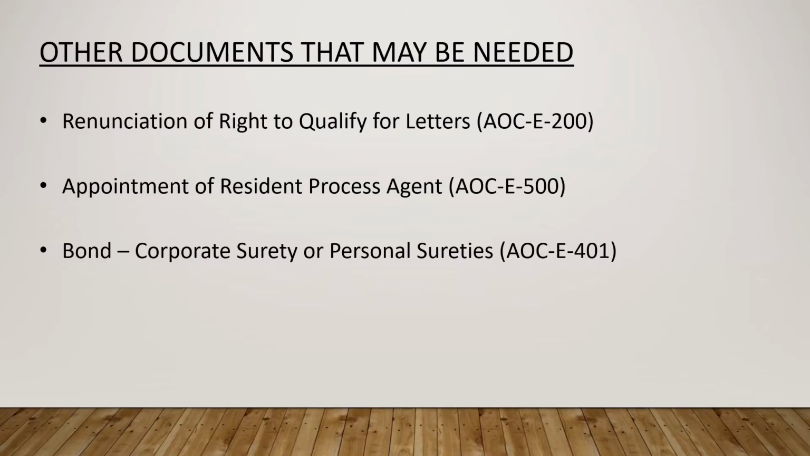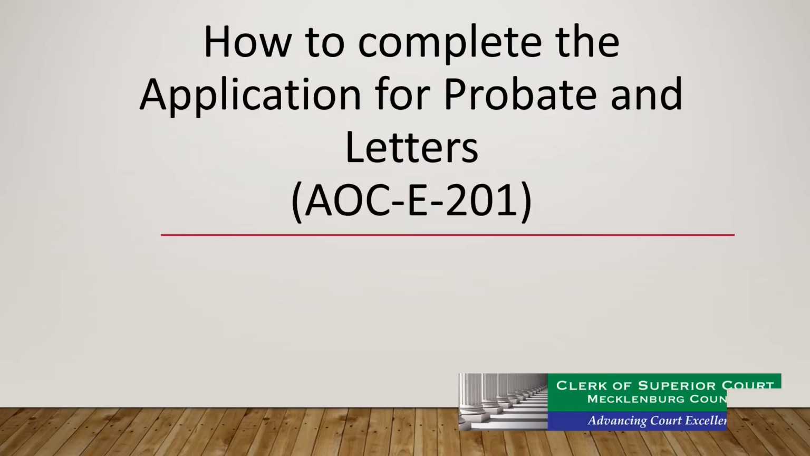Bond. This form is used when the law requires that an executor or administrator CTA provide a bond to protect the value of the estate's assets. This is not common in a testate estate. There are separate tutorials available for each of these forms. How to complete the application for probate and letters.